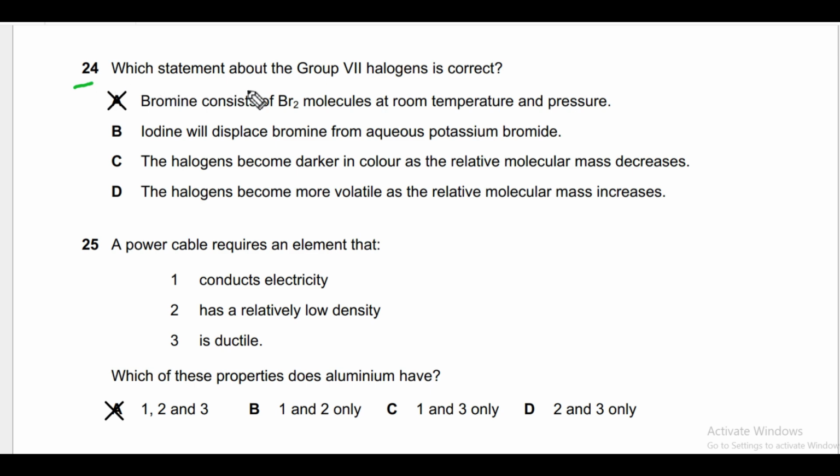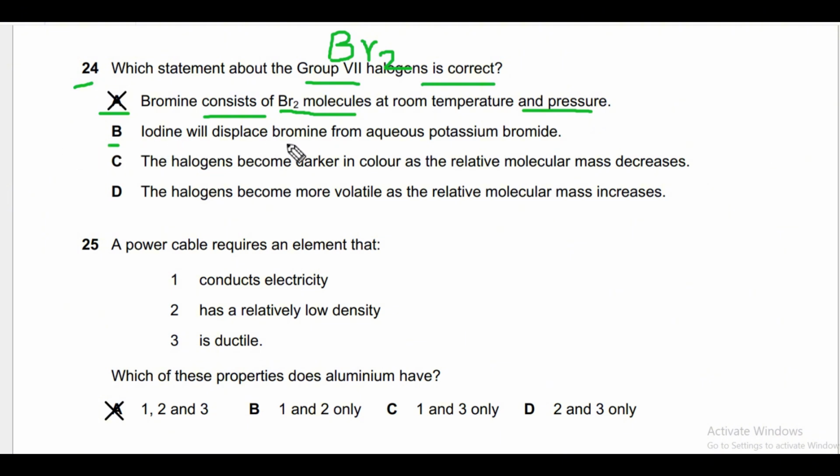Question 24, which statement about the group 7 halogen is correct? Bromine consists of Br2 molecules. Group 7 elements are diatomic, so two atoms join together, so bromine consists of Br2 at room temperature and pressure. A is the right answer.